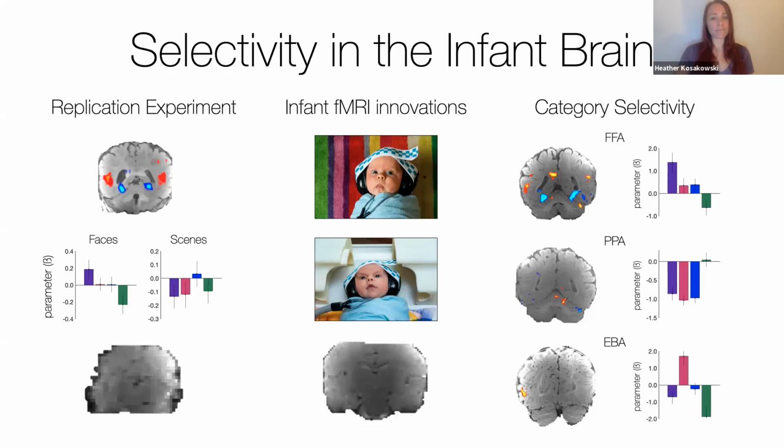To be clear, face and scene selectivity was not observed previously because of the low quality of the data. Innovations in fMRI data collection resulted in better data, and we observed category selective responses in the infant brain as a result.